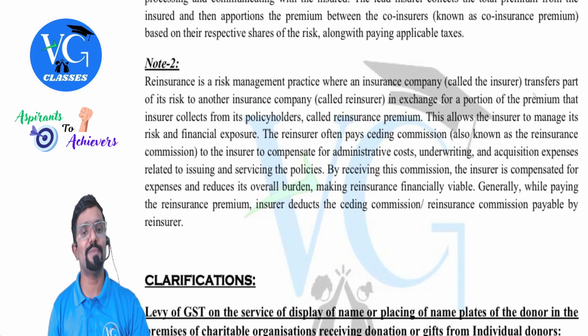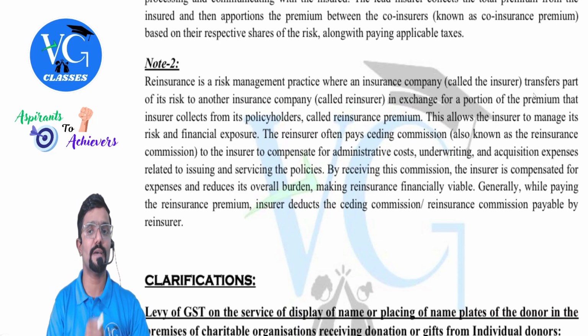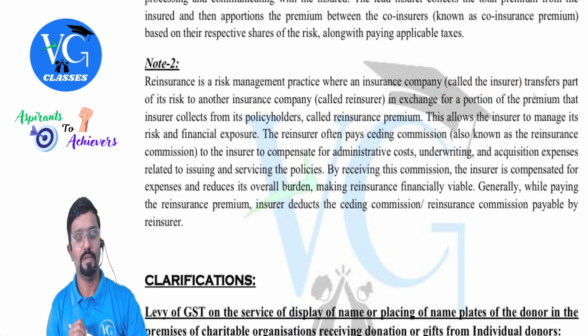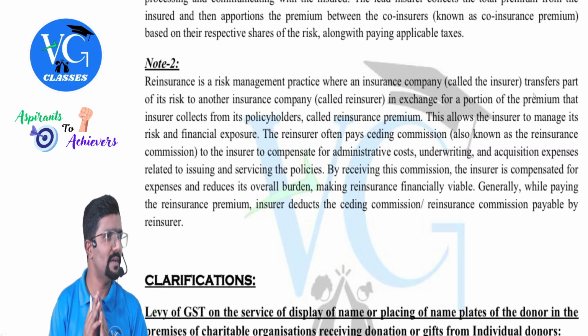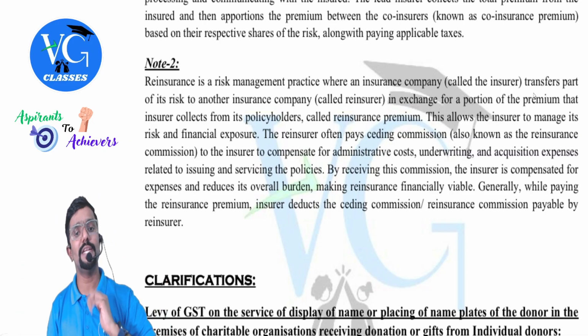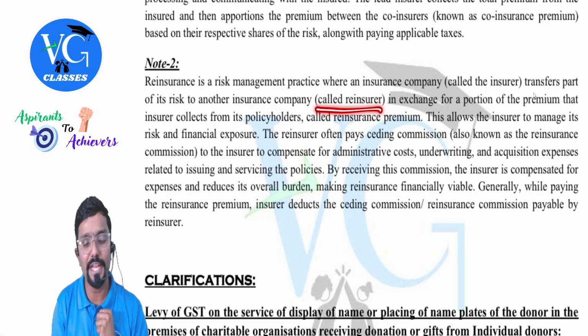Reinsurance is a risk management practice where an insurance company, called the insurer, in my example, who is it, guys? Safety Insurance, transfers a part of its risk to another insurance company. Means they can transfer part or complete risk also to another insurance company called what, guys? Reinsurer. In my example, it was SBI.